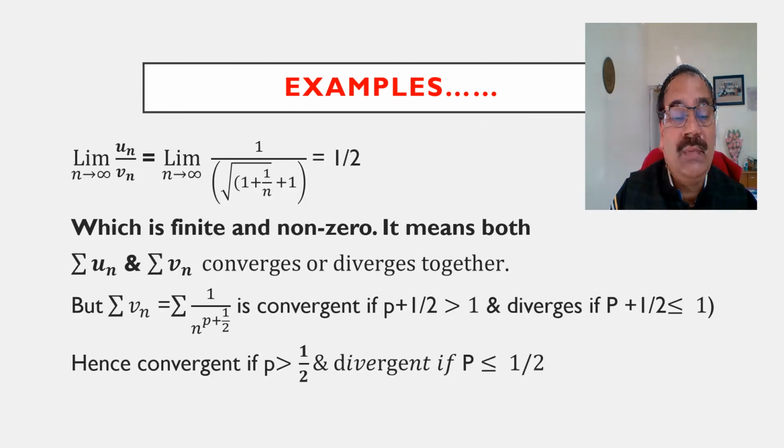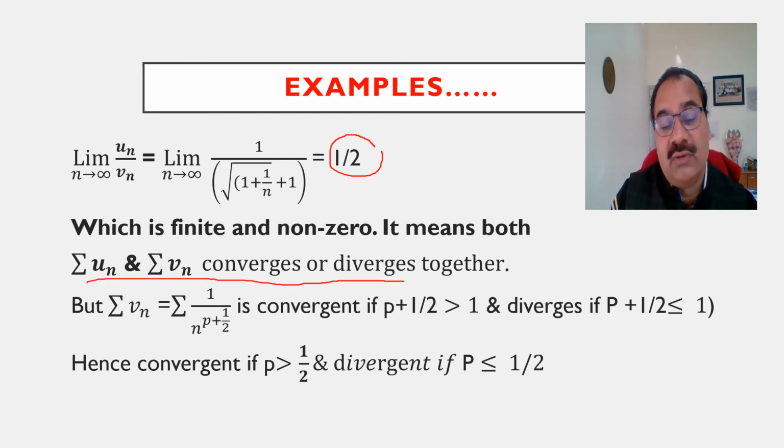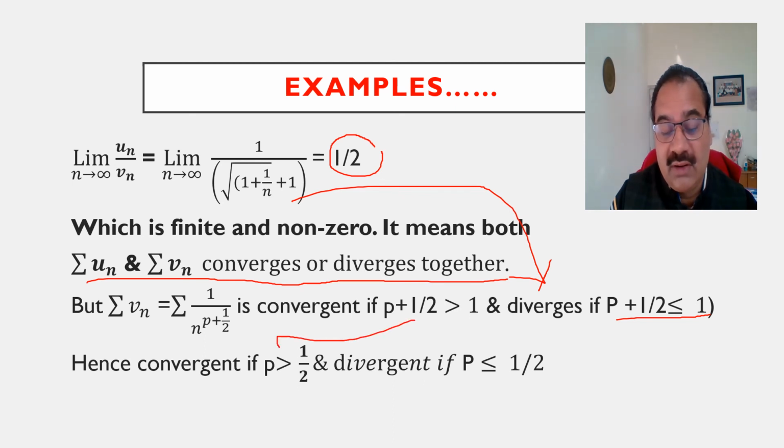Then limit n tends to infinity of un by Vn is limit n tends to infinity, and this of course is half, which is finite and non-zero. It means both summation of un and summation of Vn converge or diverge together. Since summation of Vn, summation of 1 by n power p plus half, is convergent if p plus half is greater than 1, and divergent if p plus half is less than or equal to 1. You have to learn how to write this. It means convergent if, on simplifying, p is greater than half, and divergent if p is less than or equal to half. So this is the condition to examine the nature of the series.